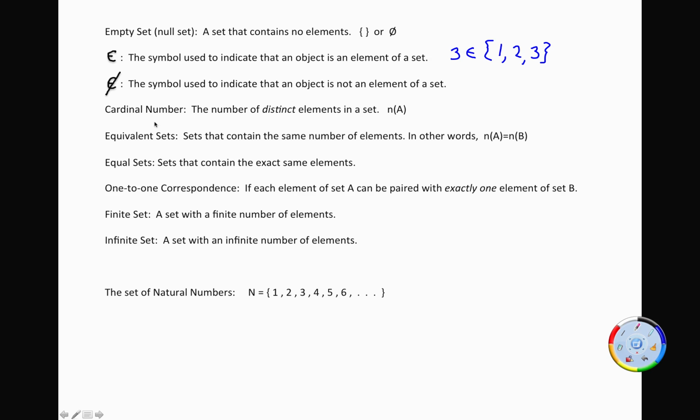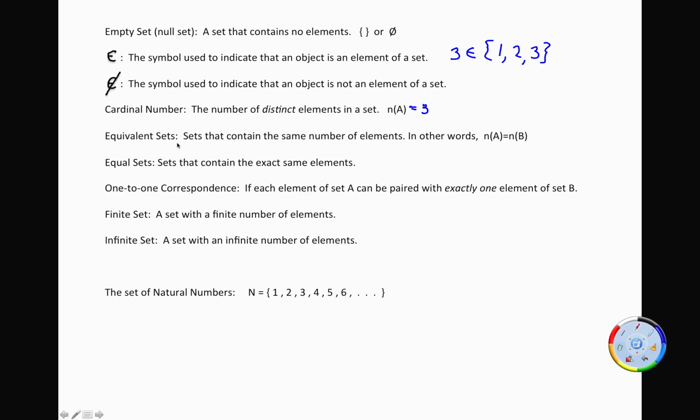Cardinal number is what we call the number of elements in a set. And here's the notation for that. So for example, if this were our set A up here, then the cardinality of that set is 3 because there are 3 elements in this set. To help us remember what this means, we can think of it as the number of elements in set A: the cardinal number, or the cardinality, is the number of elements in set A.